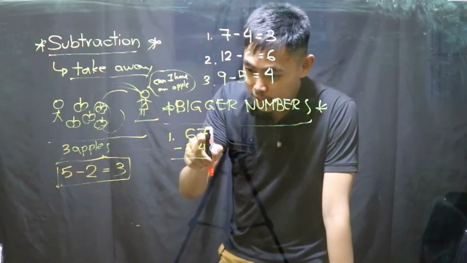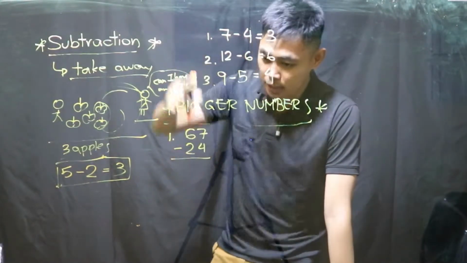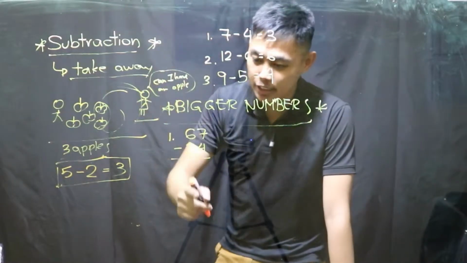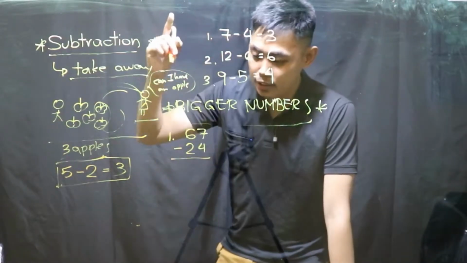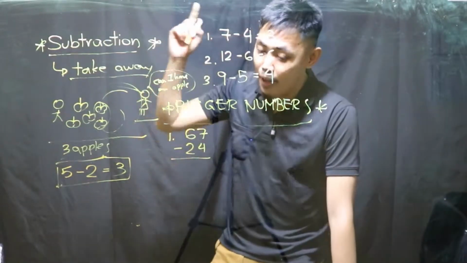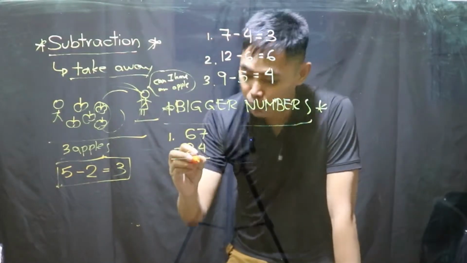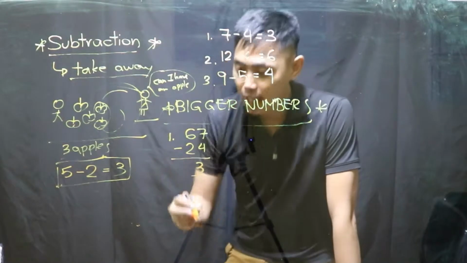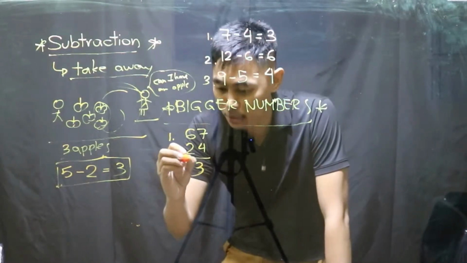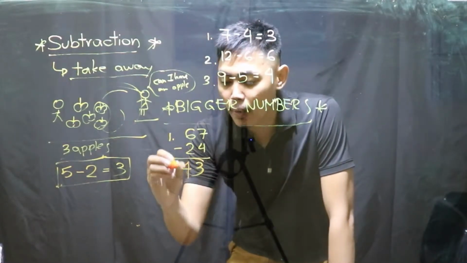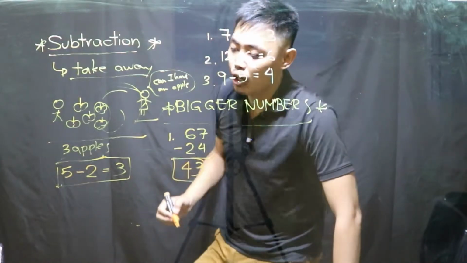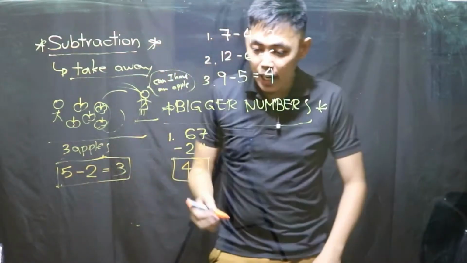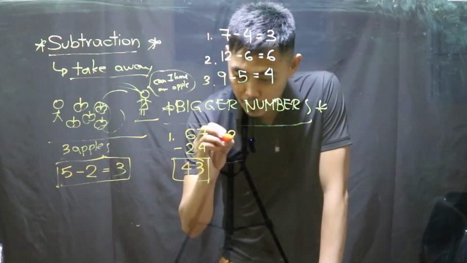Okay, so 7 here is in one's place, and 4 is in one's place, 6 is on the tens place, and 2 is on the tens place. So 7 minus 4, that would be 3. Amazing, 3. And then 6 minus 2, that would be 4. So our difference is 43. Okay? Alright, so let's have another number.